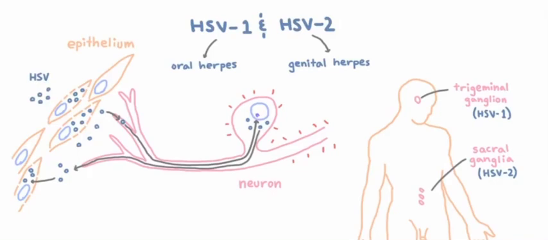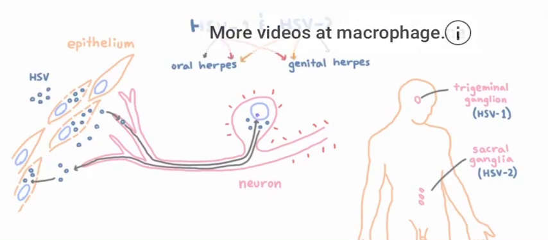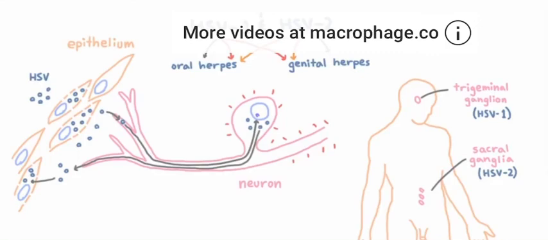Either virus can cause primary infection at either site, but recurrent infection is more specific. HSV1 usually recurs in the oral cavity and HSV2 in the genital area.